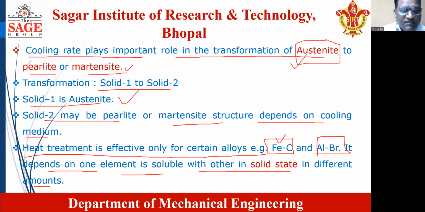Heat treatment process can be applied for those alloys in which one element is soluble with the other in the solid state in different amounts. This is the important condition, solid state. And if those alloys do not have this situation, we cannot apply the heat treatment process to them.